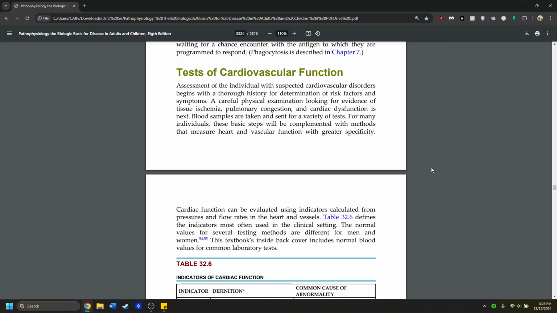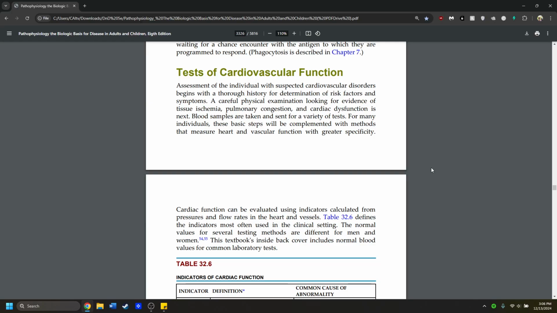So what kind of tests of cardiovascular function do we do? The assessment of individuals with suspected cardiovascular disorders begins with a thorough history for determination of risk factors and symptoms. A careful physical exam looking for evidence of tissue ischemia, pulmonary congestion, and cardiac dysfunction is next.